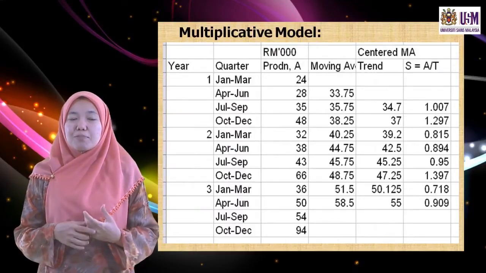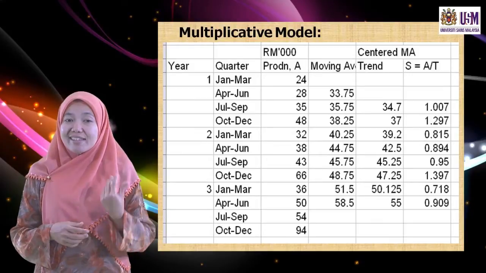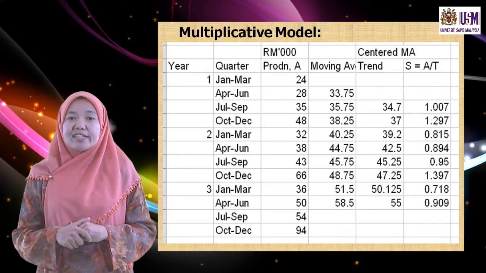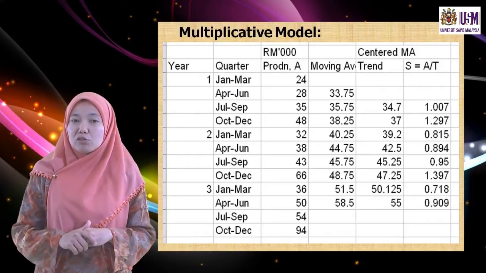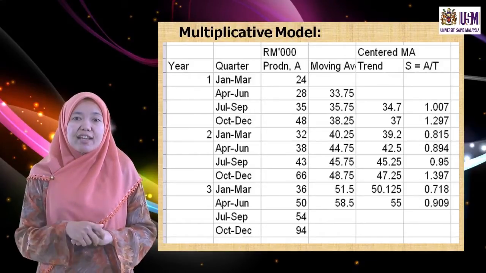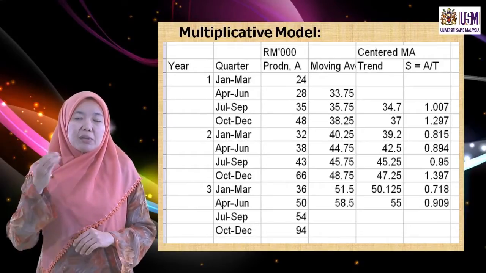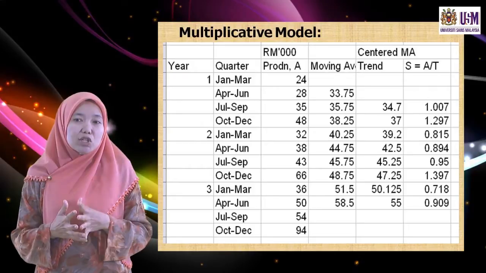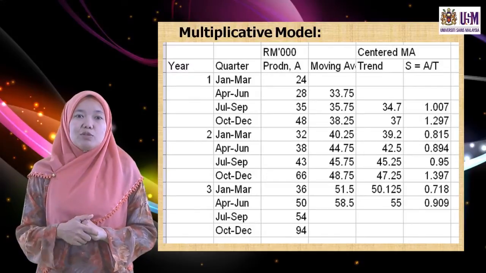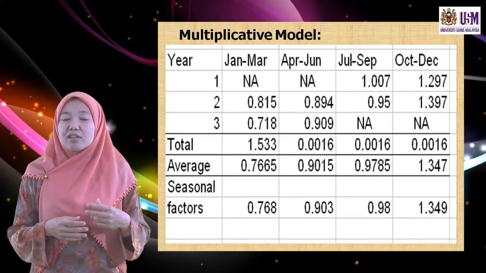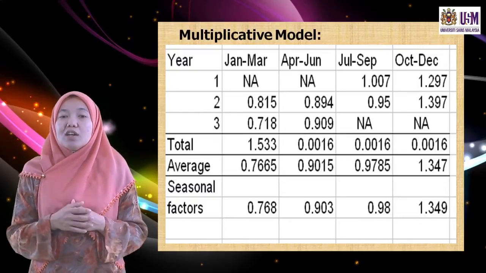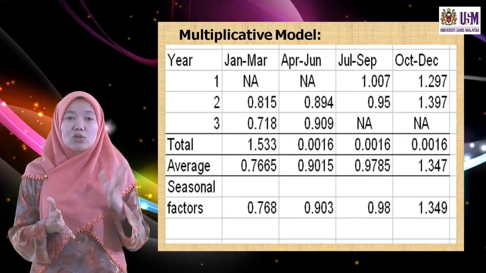So this is again a repeat of the multiplicative model that we already discussed in detail. Now in simpler terms, you have your actual observation. We're talking about production for 4 quarters in 3 years. You calculate the centered moving average, multiplicative model, and this is where you get the seasonal ratio. You divide your actual observation with your centered moving average value. Similar to the calculation of seasonal factor for the additive model earlier, for the multiplicative model, you can also calculate in such a table that is shown on screen.